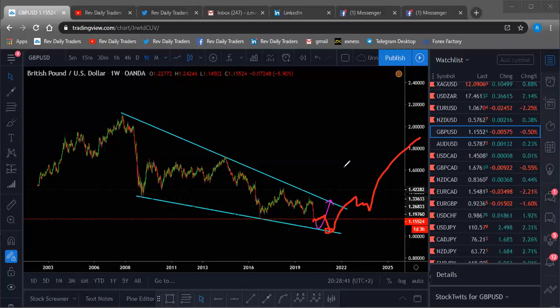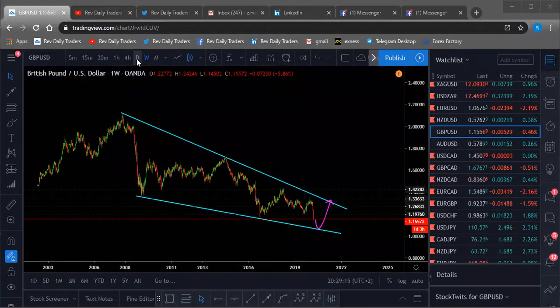Or it can turn from this part and correct here. Watch this roof of ours to give us one more low. You will find something like this: this impulse, then a correction here, then look for another impulse here. It's pound dollar, where we see the market.